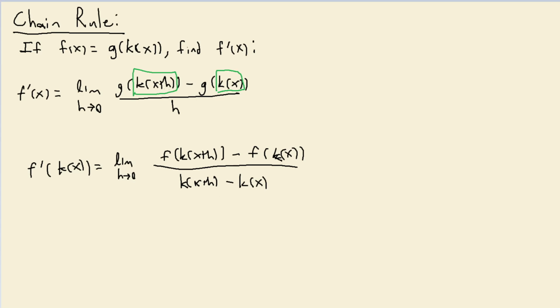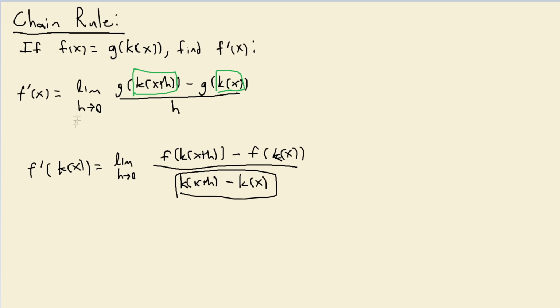And so if I can find a way to get this, which is basically what we have in the numerator here, except with g's instead of f's, we have g of k of x plus h minus g of k of x. That's exactly the same thing we have in the numerator here. So if I can find some way to get this into the denominator here, I can get this into terms that I can work with, because that's going to be equal to f prime of k of x, or in this case, g prime of k of x.